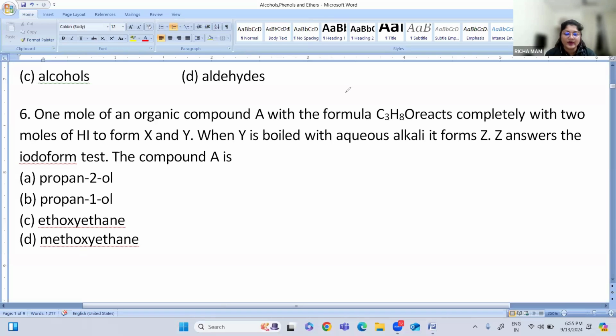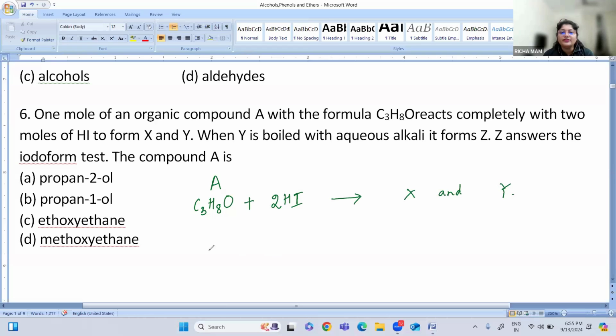Let us see the stepwise reaction. What they have asked: 1 mole of organic compound A, having the formula C3H8O. It reacts with 2 moles of HI, that is hydrogen iodide, to form compounds X and Y.